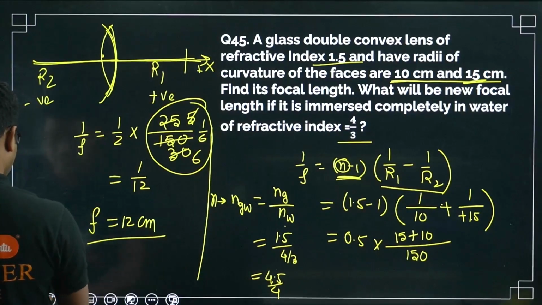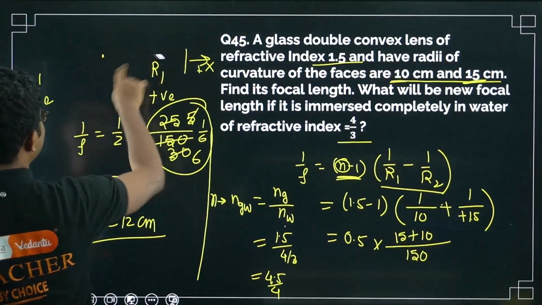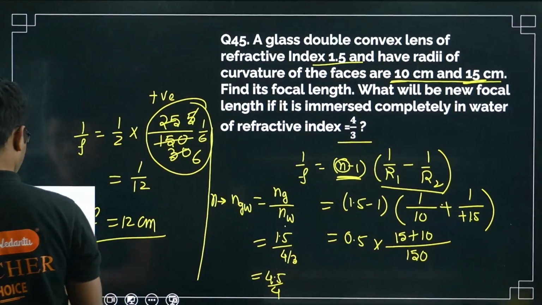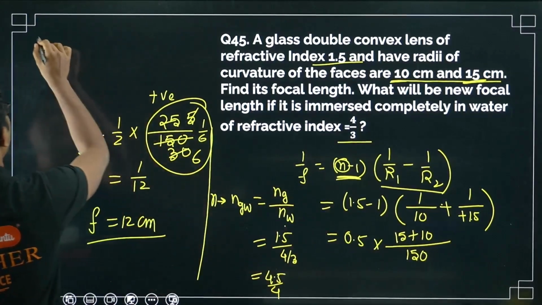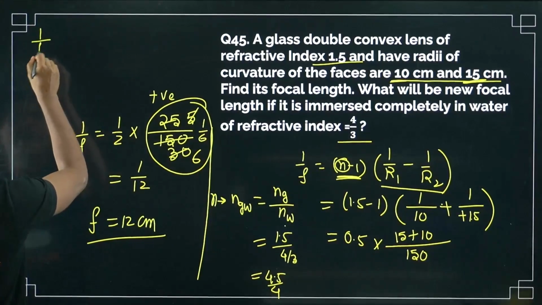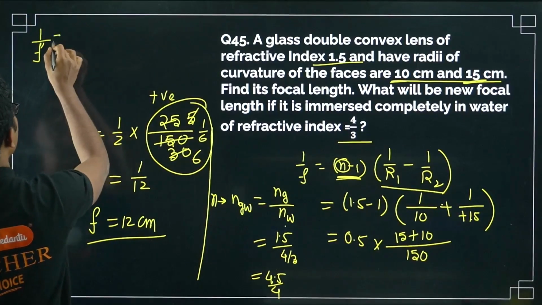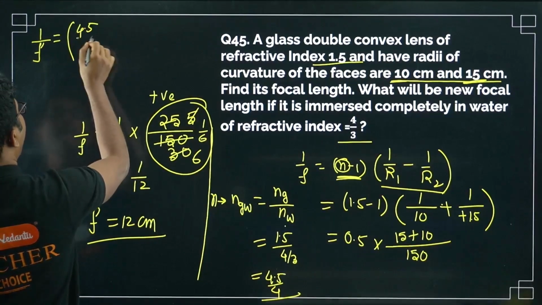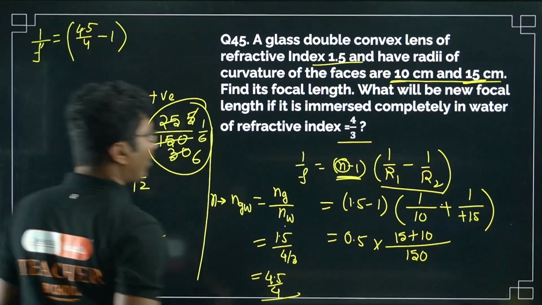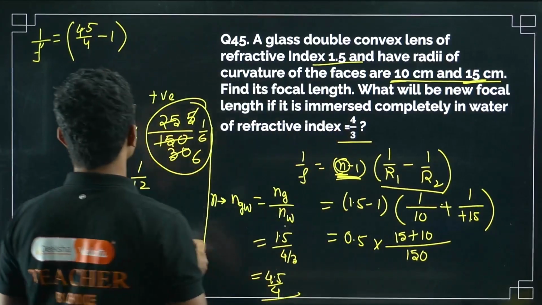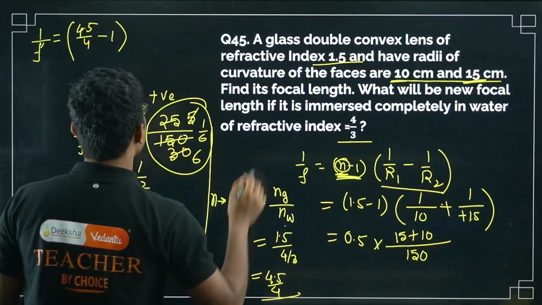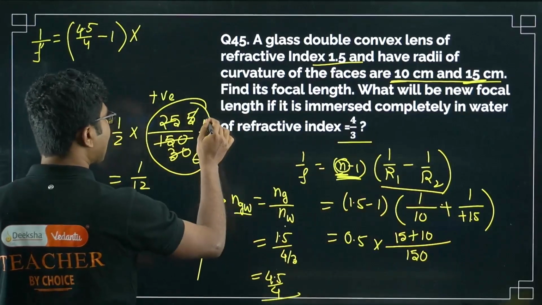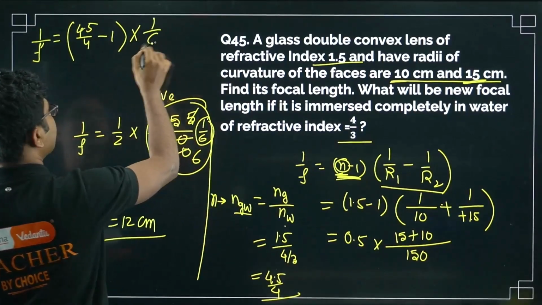So let me solve that as well. These values are easily solvable without a calculator, so I am keen to solve it. So 1/f dash, say now it is f dash, equals 4.5/4 minus 1. Only this will change, right? You understood that? In (Ng/Nw) minus 1. And we have already calculated the other part to be 1/6, so it will be 1/6.